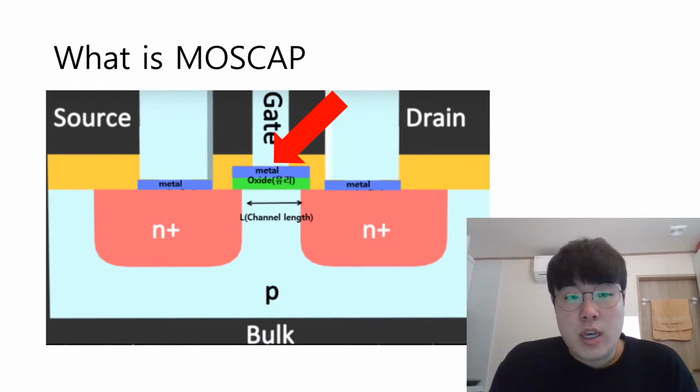First, what is Moscap? This figure is about MOSFET, but today we talk about this structure: metal, oxide, and semiconductor. This structure is called Moscap.